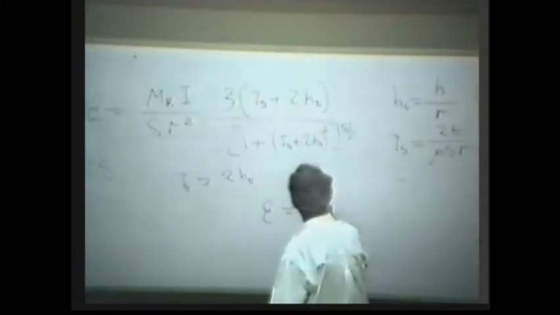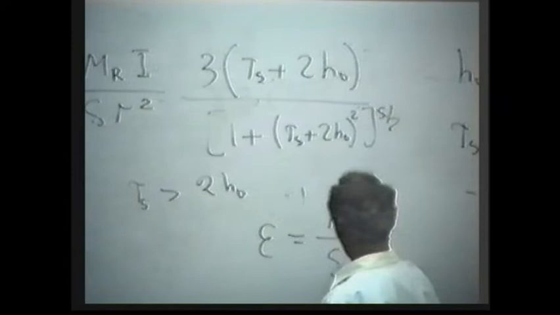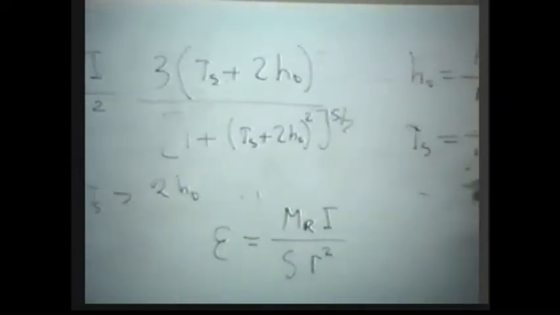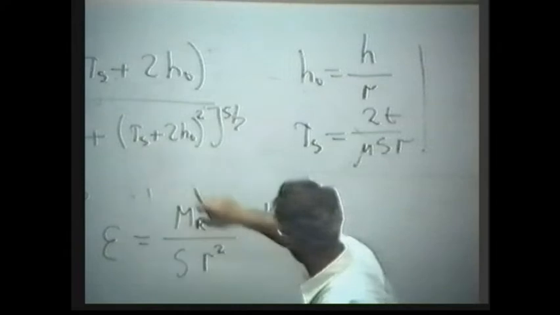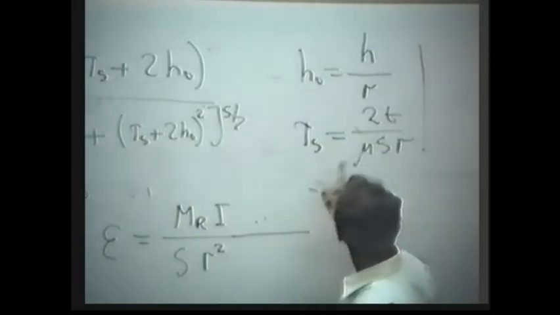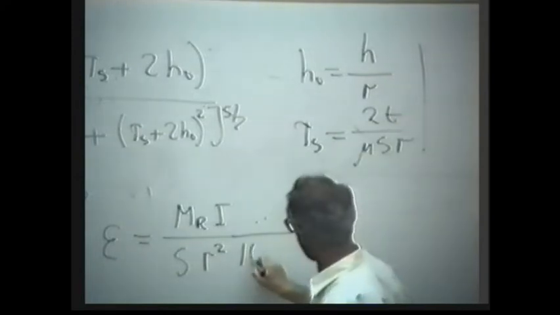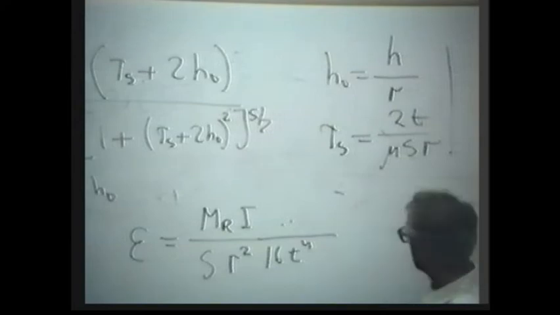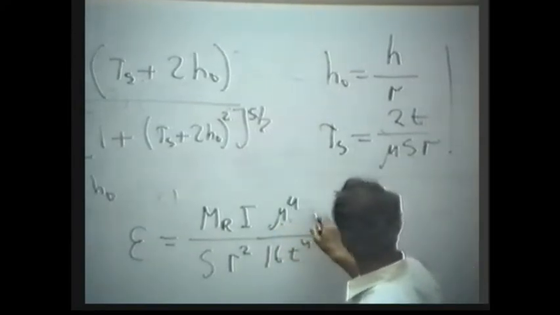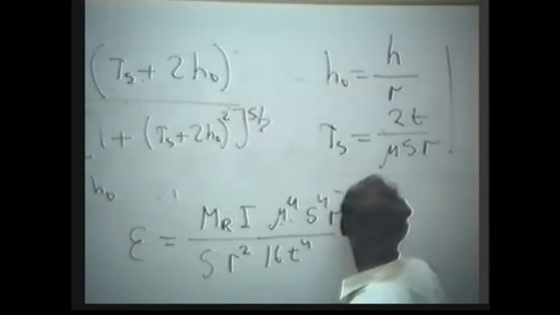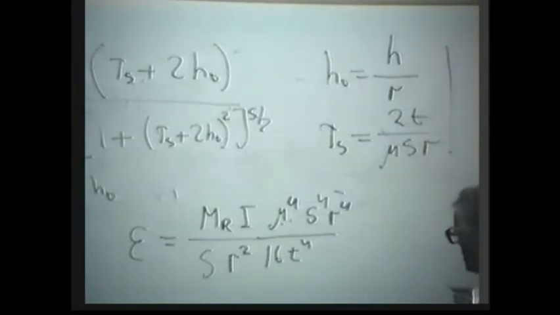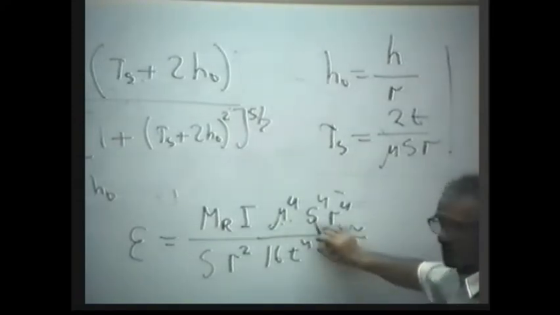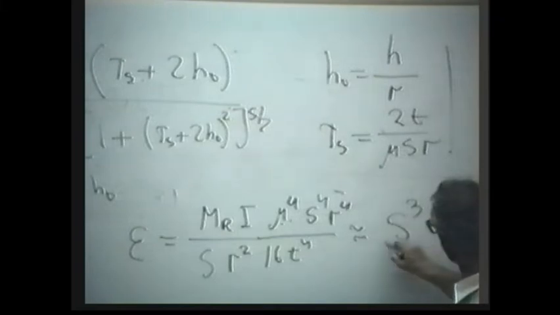Let us write down. Electromotive force equals moment, receiver, current, S, R square, and tau S 4, 16. Only we have to write it in the denominator. That's a small difference. So we have to write 16, tau 4, here mu 4, S 4, R 4. What is important, the electromotive force is proportional to S cube.